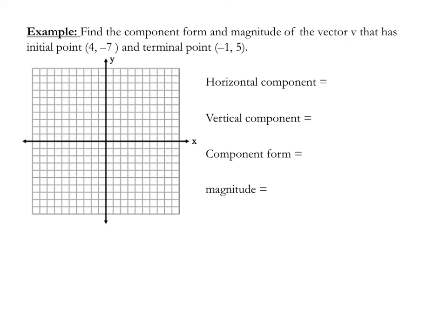So here is another example. This one is not starting at the origin. So our vector is going to have an initial point of over 4, down -7. 1, 2, 3, 4, 5, 6, 7. And over -1, up 5.